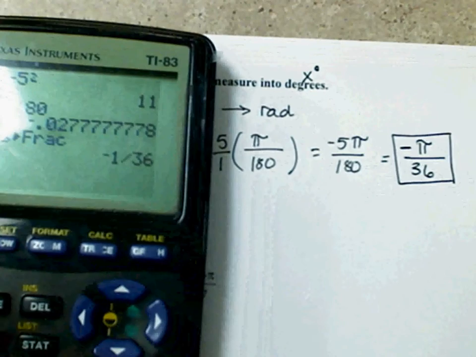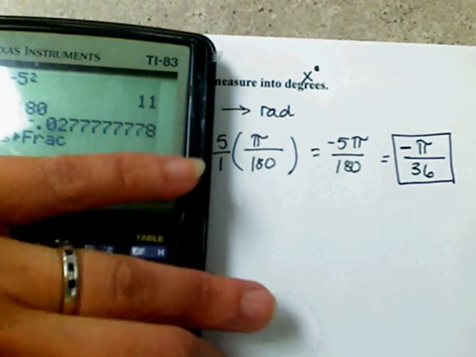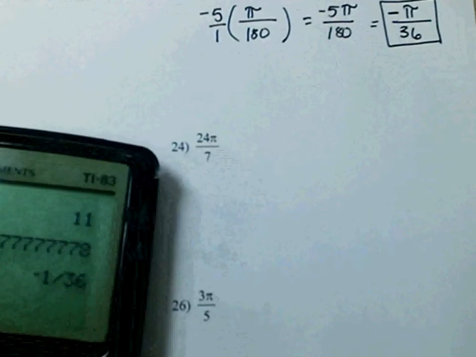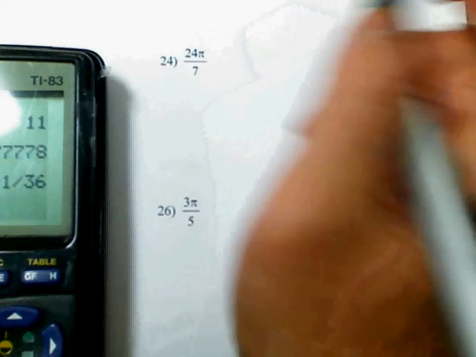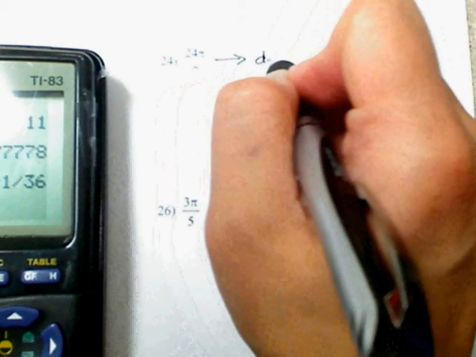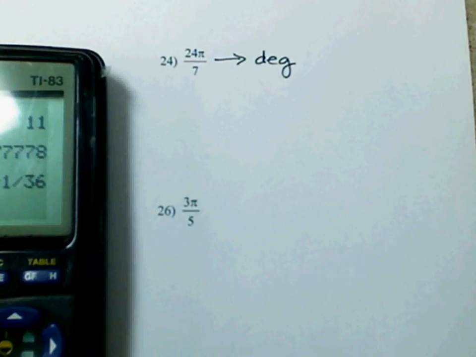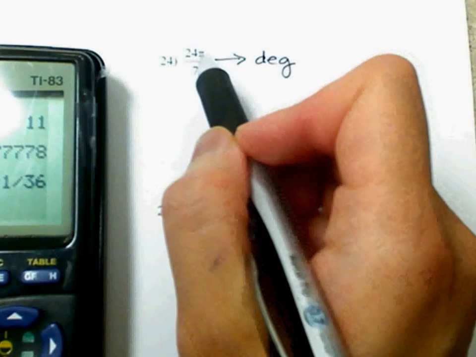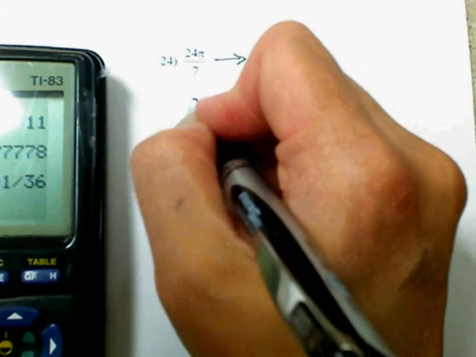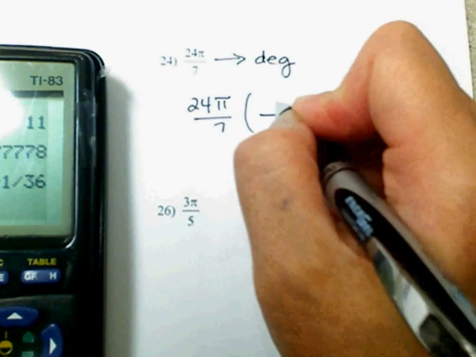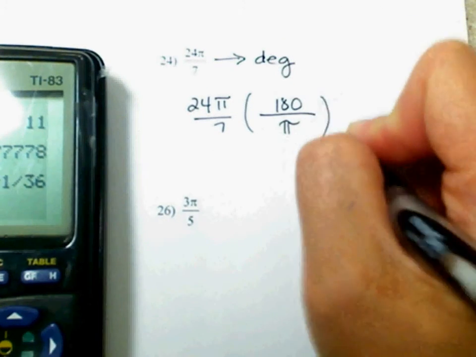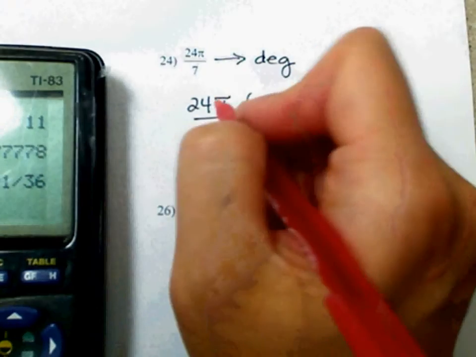Number 24. If you will look, you see how you have a pi in your solution? That means we are going to convert this to degree. We are going to get rid of pi. If pi is in your numerator, just like you see right here, you're going to multiply times 180 over pi. And the reason you want to do that, do you see how they cancel out? Okay? Then just multiply across.